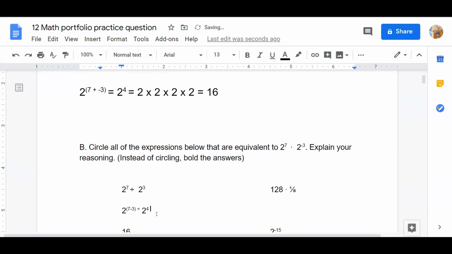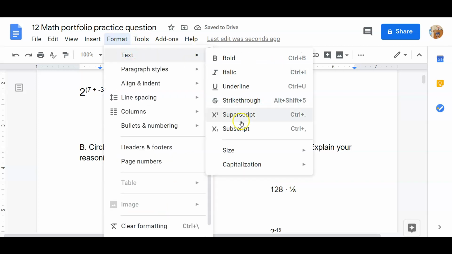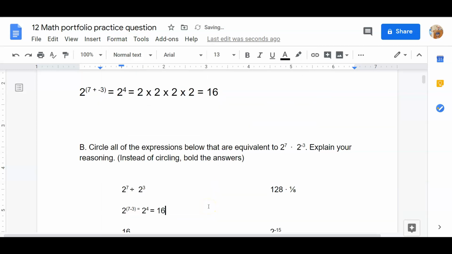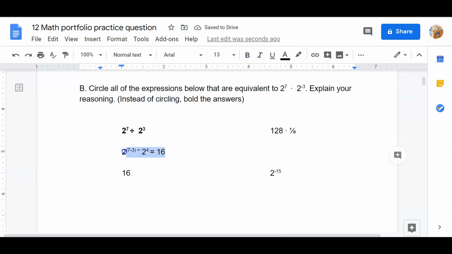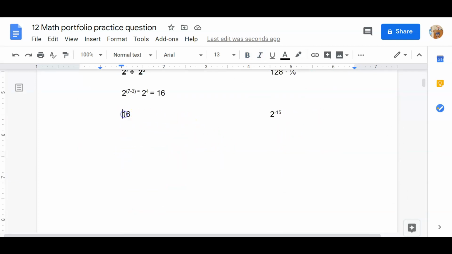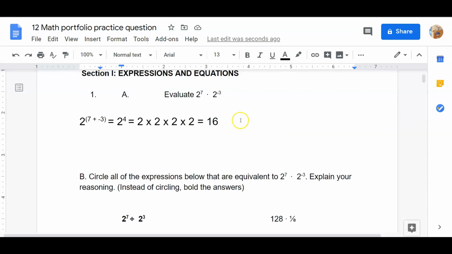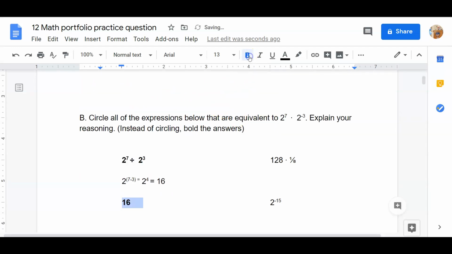So 2 times 2 times 2 times 2 equals 16. So this is also equal to 16. So we should bold that. That's how we're doing this. You're going to bold it. Highlight it, bold it. Watch this. Not bolded, bolded. Not bolded, bolded. That's italics. We don't want that. Bold. All right. This is the work you show, by the way. 16. Is 16 equal to 16? I think it is. Bold. Not underline. Bold. All right.